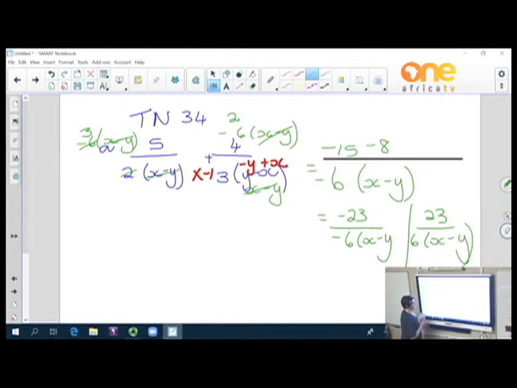Why do I think we should change the sign? Positive 2 times 4 is positive 8. This one should be a positive 8 here. Okay. Then this one will be negative 7. So it is then 7 over 6.